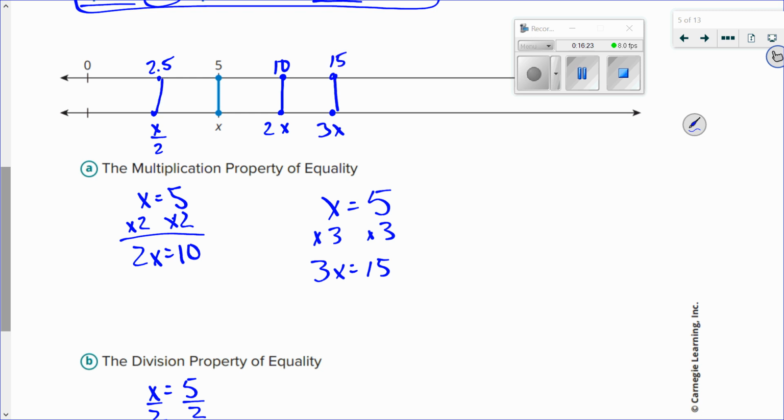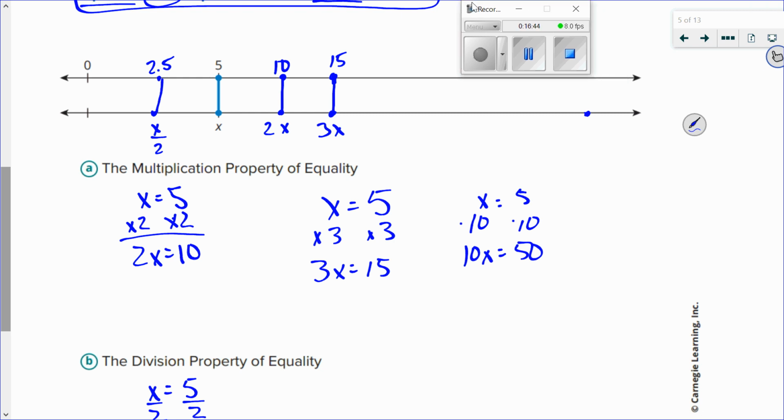Oops, I forgot to put the bar on that one. My bars aren't looking so good today. There we go. Let's redo that. Okay, who can do another number? Yes, Jax. 10. Awesome. X times 10 is 5 times 10. Gives us 10x and 50. So that's going to be somewhere down here. So 10x and 50.